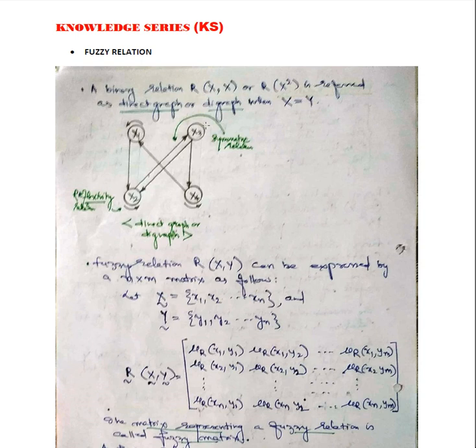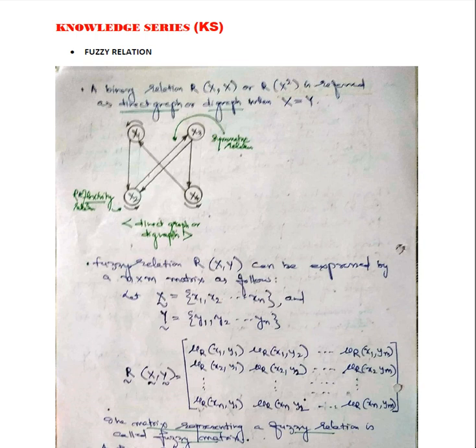Sorry, reflexive relation: anything across this one is known as a reflexive. But if x2 to x3 is one relation and x3 to x2 is another relation, that means one is 2, another is 4. So both these relations are known as symmetric relations. That is known as a symmetric relation, and this is known as a reflexive relation.